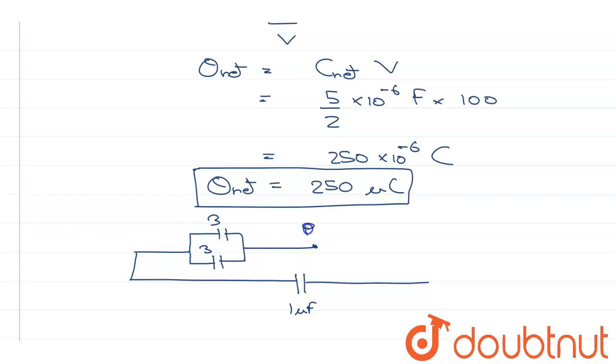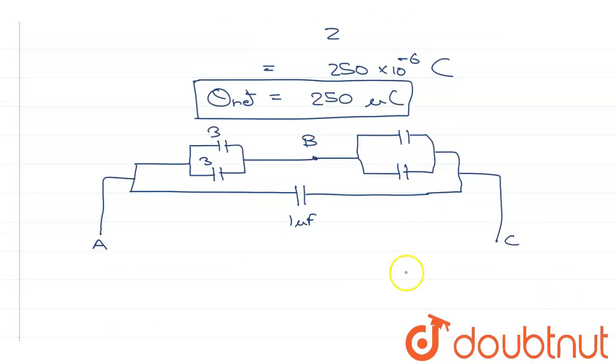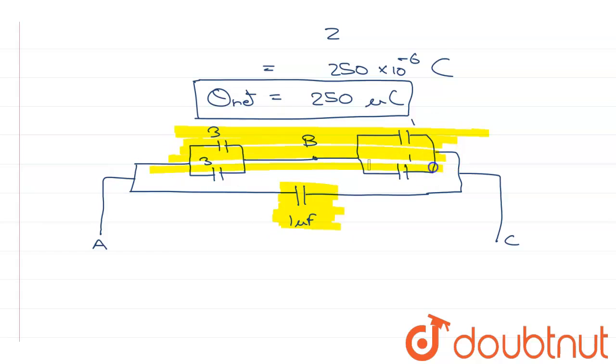This is point B. These are the capacitors of 1 microfarad each, and they are connected like this. This is point A, this is point C. So as we can see, this capacitor of 1 microfarad is in parallel with this entire branch, which means this net charge will be distributed amongst these 2 branches.